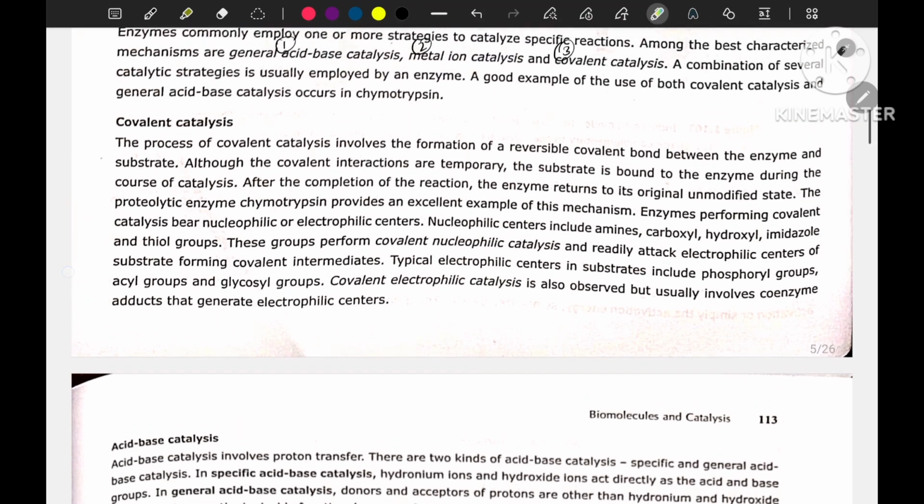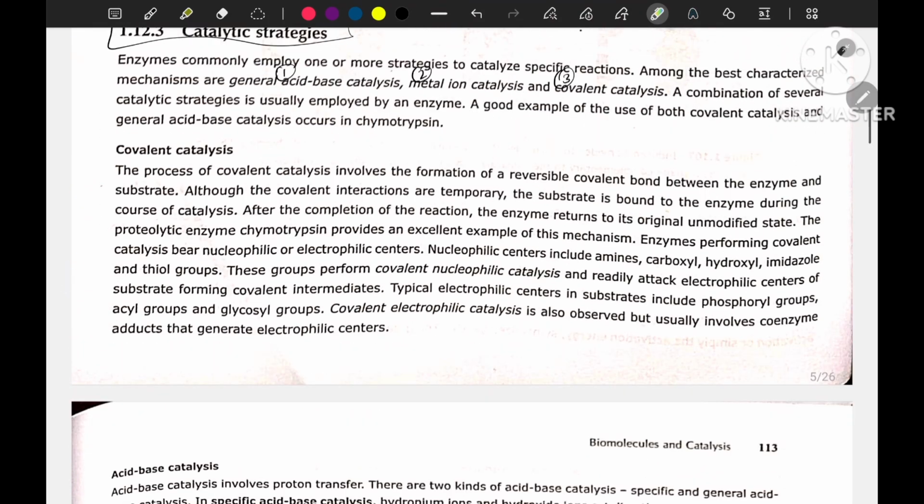So what happens in covalent catalysis? The process of covalent catalysis involves the formation of a reversible covalent bond between the enzyme and substrate. Although the covalent interaction is temporary, the substrate is bound to the enzyme during the course of catalysis. After the completion of the reaction, the enzyme returns to its original unmodified state. The proteolytic enzyme chymotrypsin provides an excellent example of this mechanism.